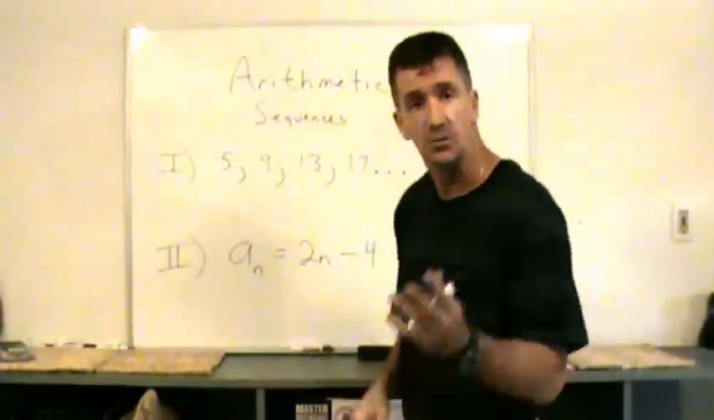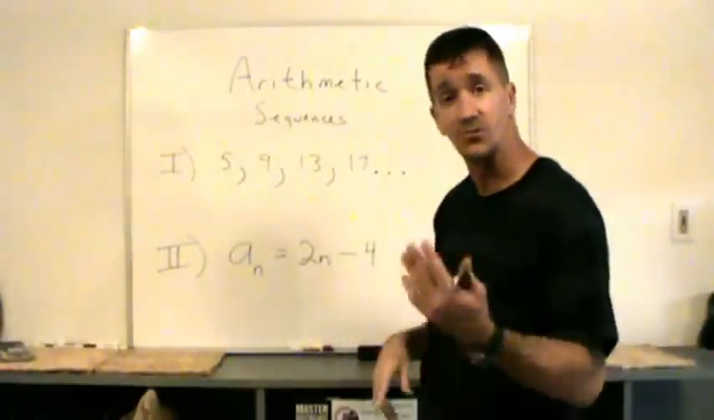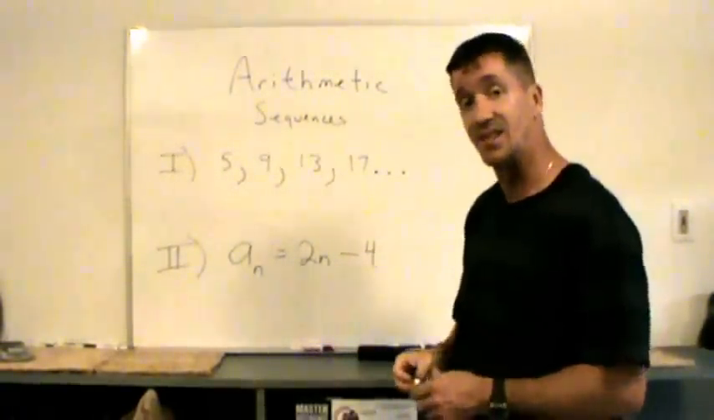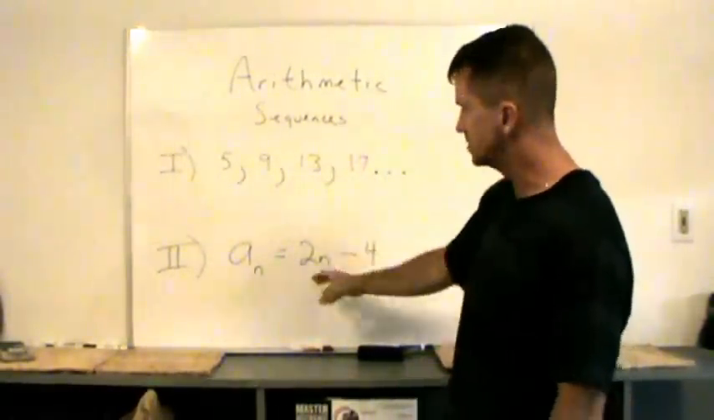9 minus 5 equals 4. 13 minus 9 equals 4. 17 minus 13 equals 4. They're all the same, and the difference is 4. So this is an example of an arithmetic sequence.